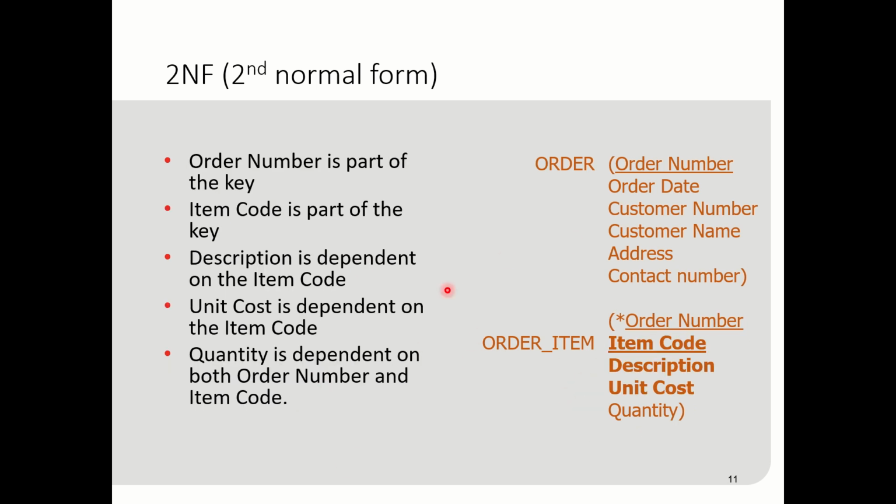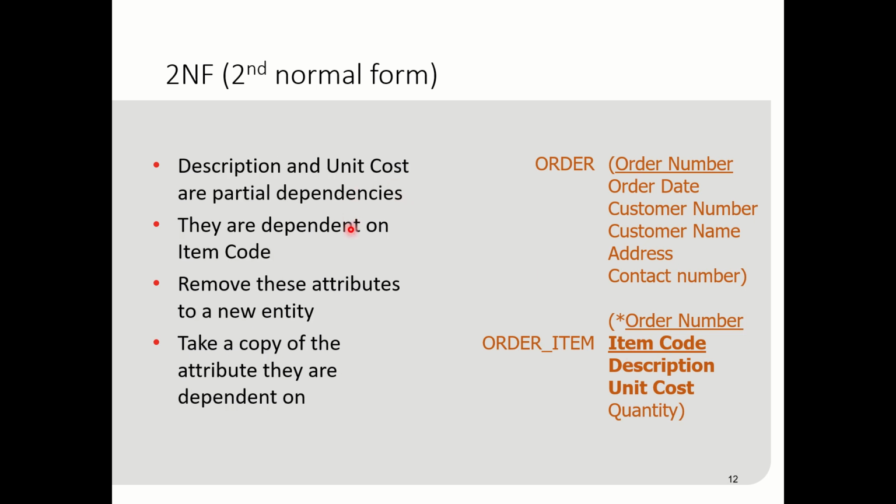If you have any partial dependency, what you have to do is this. Order number is part of the key, and item code is also part of the key. Description is dependent on item code, unit cost is dependent on item code, and quantity is dependent on both order number and item code. So now you have to remove these attributes, those related to the item code, the ones with partial dependencies, and put them into a new entity.